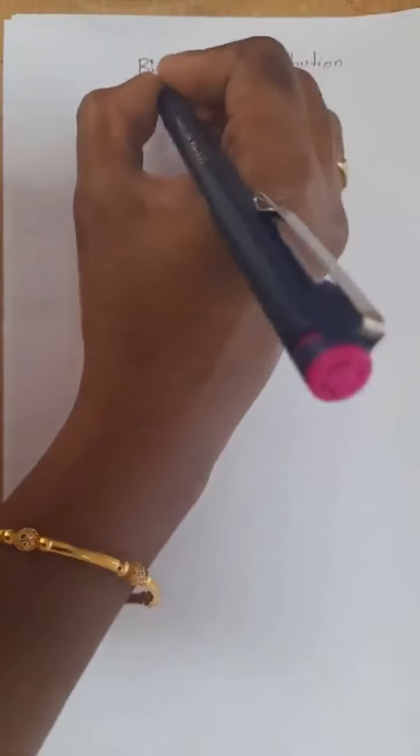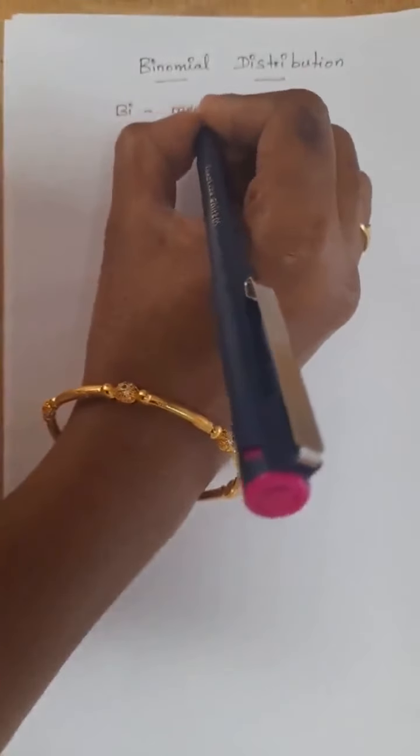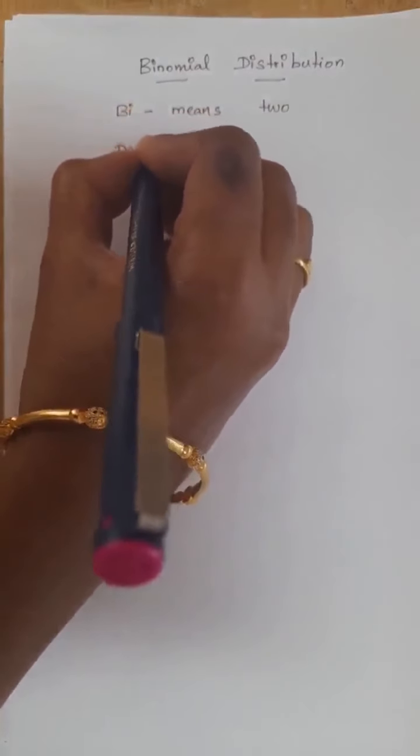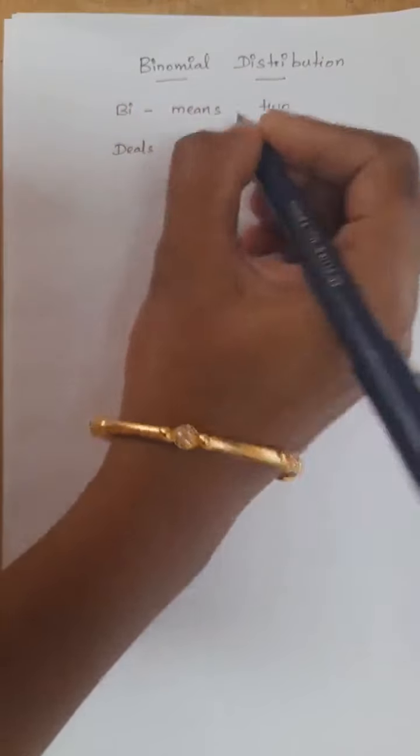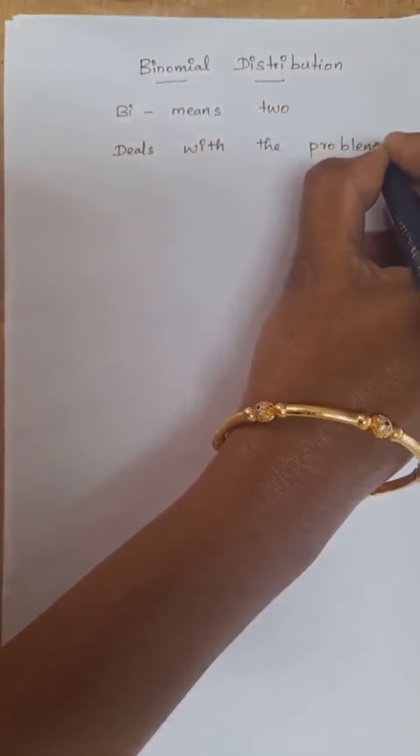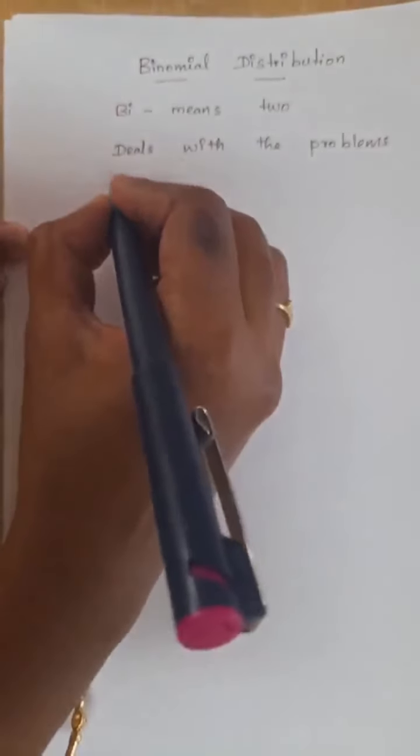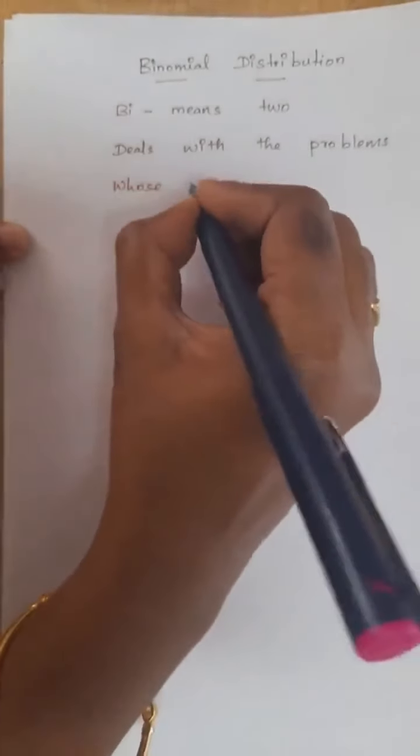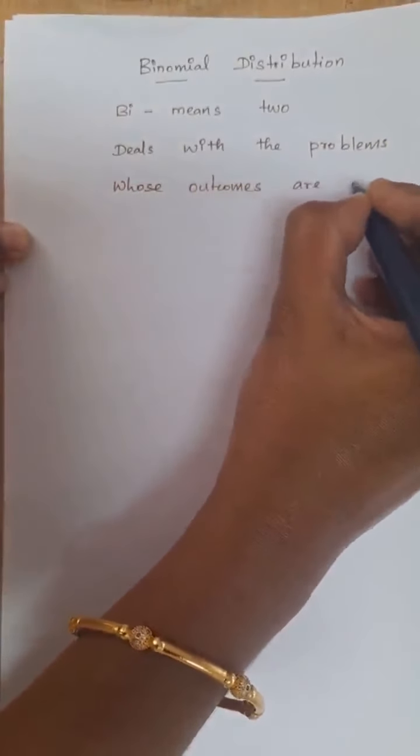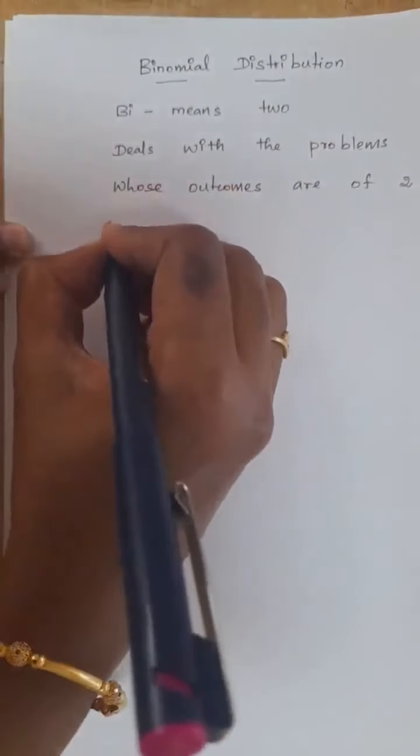Binomial distribution. From the term bi, everyone knows that bi means 2. There are many real life situations. Here binomial distribution deals with the problems whose outcomes are of two categories.